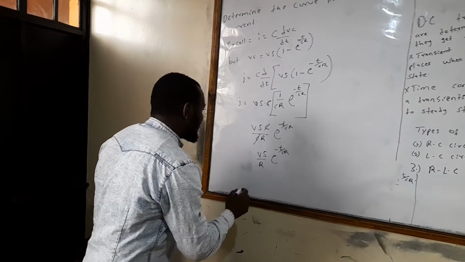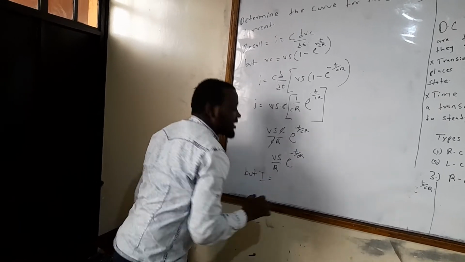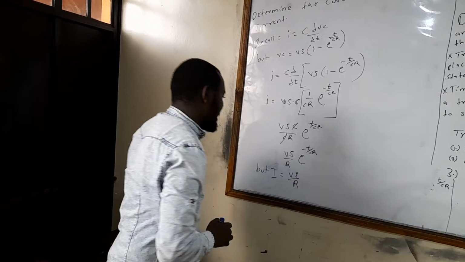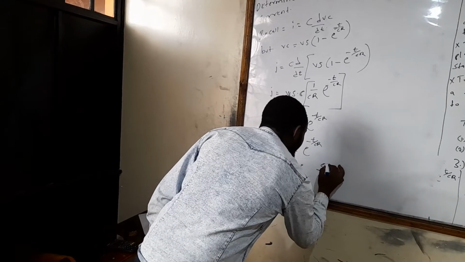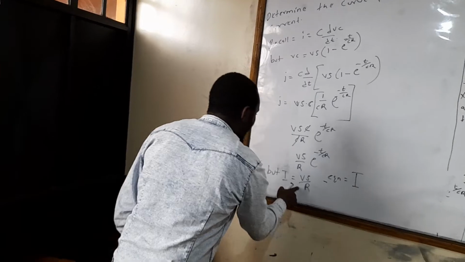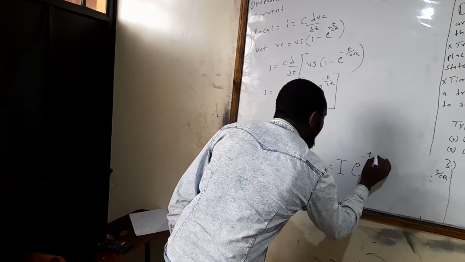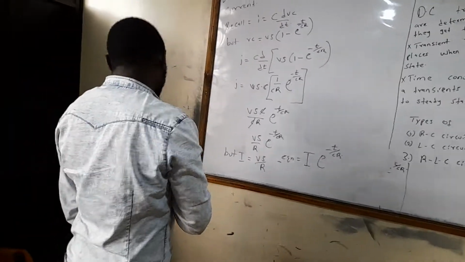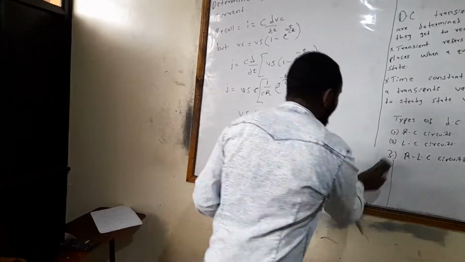But we know that, using Kirchhoff's law, I is equal to VS divided by R. Therefore, our equation will be I equals VS over R e power negative t over CR. Now, when we want to sketch the graph of this equation.